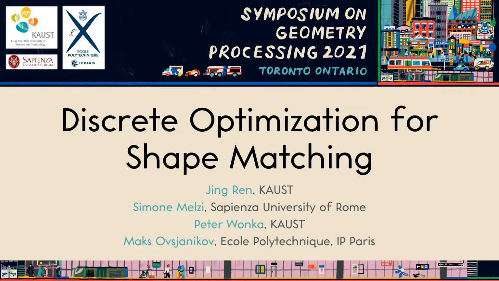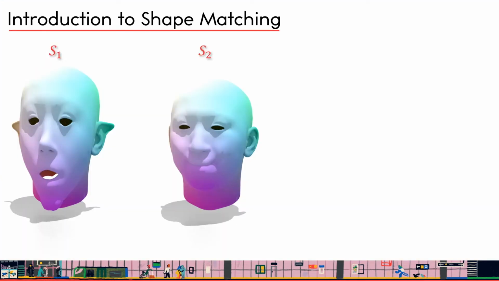In this paper, we propose a discrete solver for the shape matching problem. We are interested in automatically finding correspondences between shape meshes. Shape matching is an important problem in computer graphics, and it has a lot of applications, such as shape analysis, motion transfer, and so on.